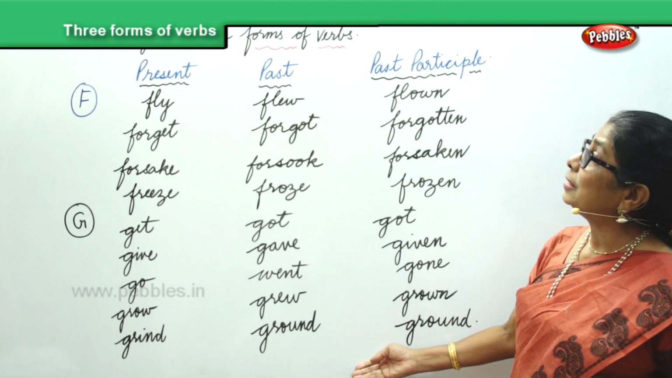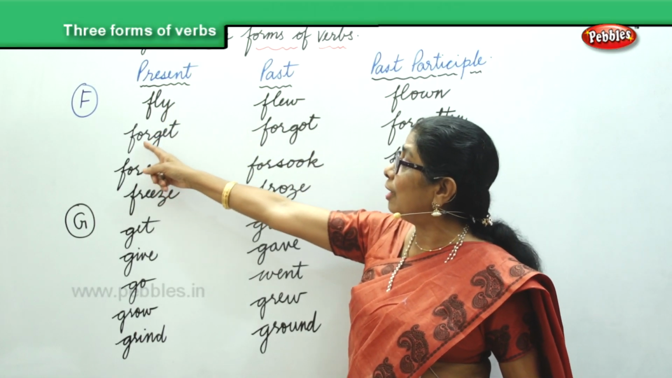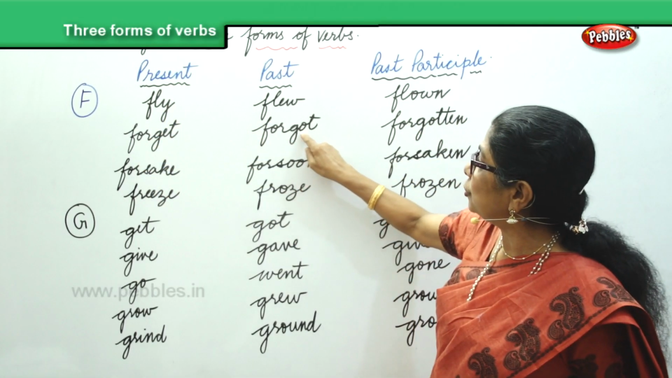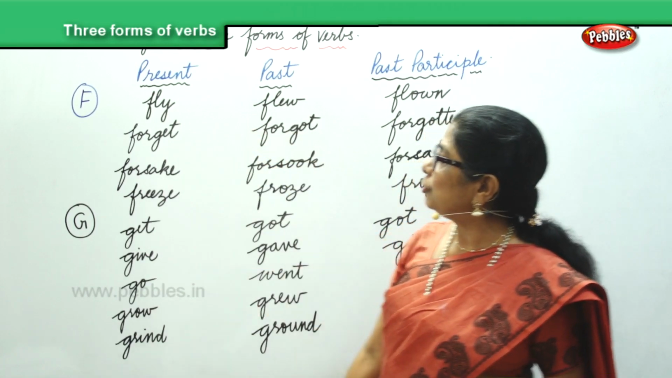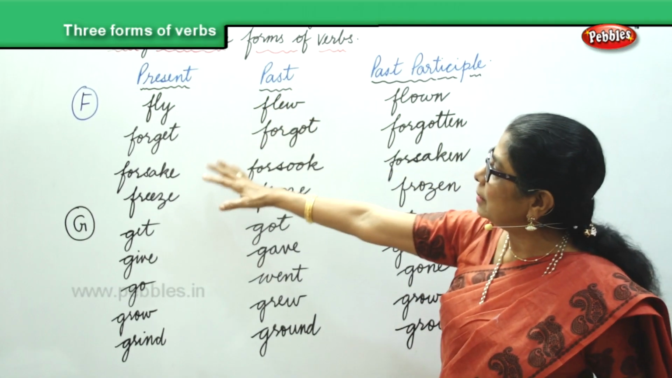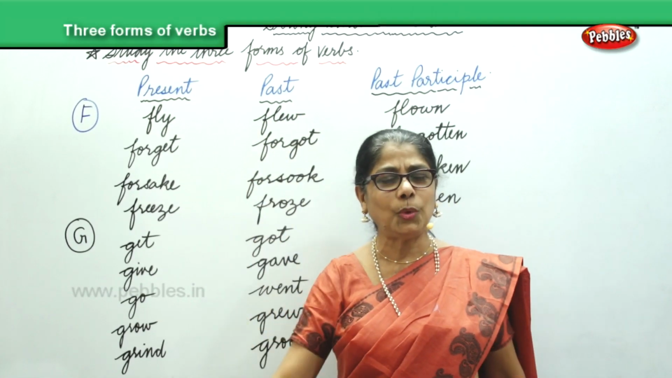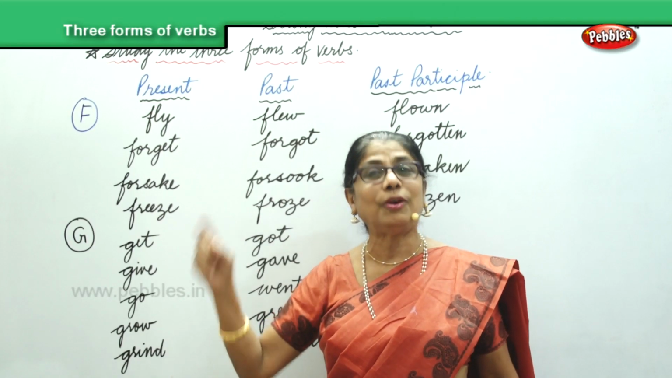So we are looking at the strong verbs, where you change the inside. Forget, forgot, changing the inside. When you change the inside vowel of the present to make it past, that's called the strong verbs. We have lots more strong verbs and the three forms to look at.